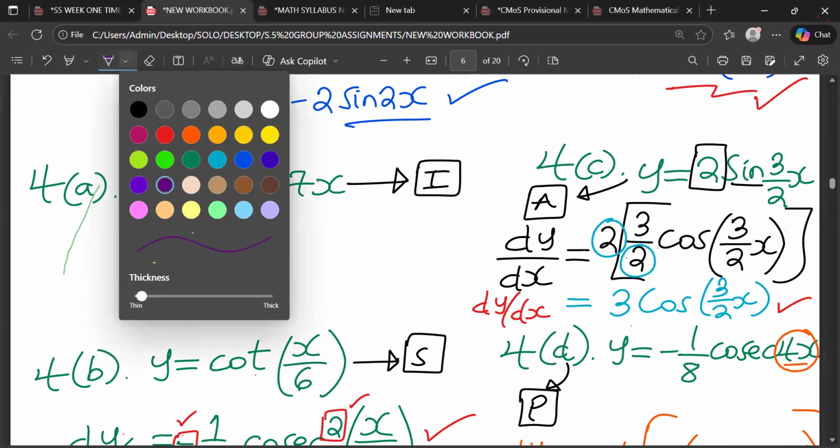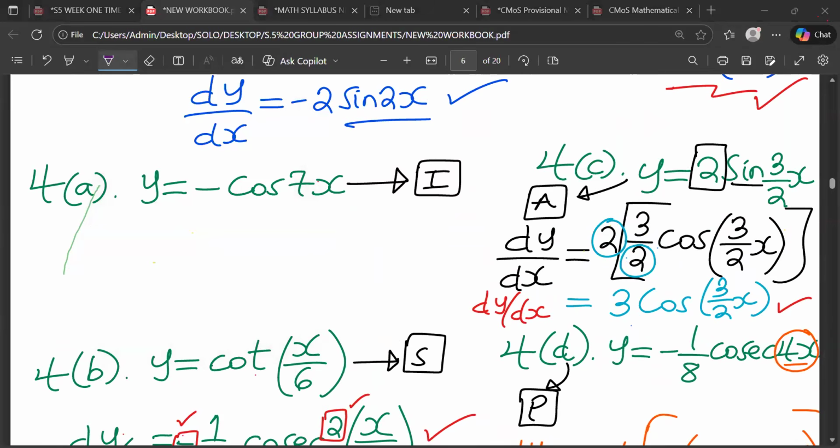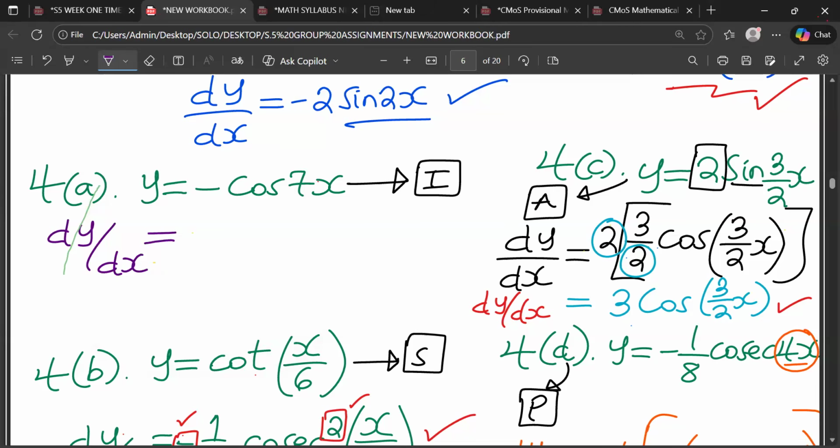I would like to do number A. Good. Yes, we proceed. So what should I first do? Differentiate the angle, which is 7x. Remember, there is this negative, so I put the negative out and I put my square brackets. Then I start doing my things. So you put 7 because the derivative of the angle 7x is 7.